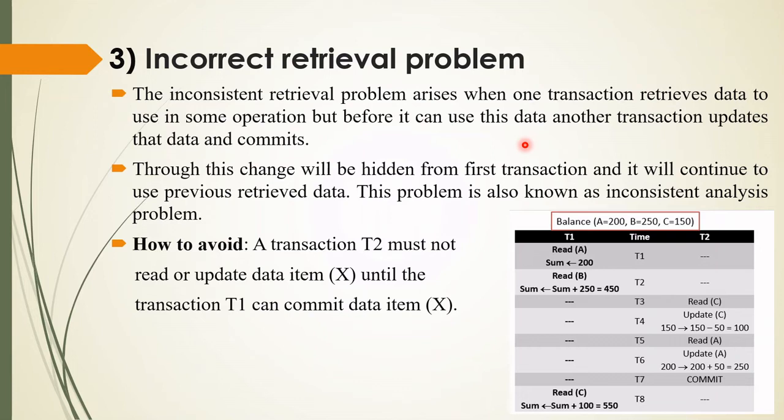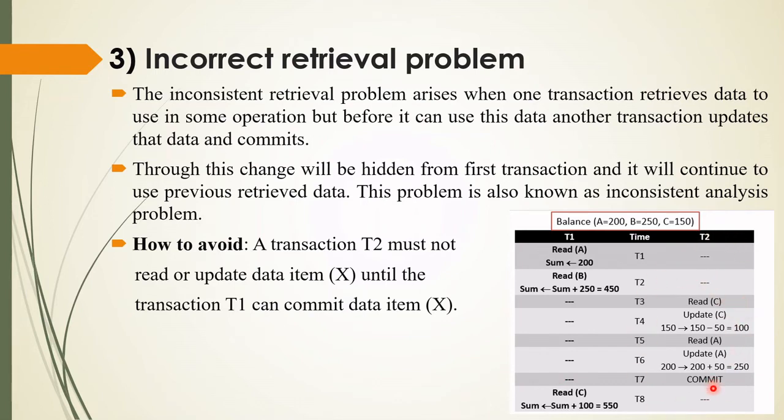After transaction T1 reads the data again, the original value and the updated value are different, so the data is inconsistent. The inconsistent retrieval problem is also known as unrepeatable read. When a transaction calculates some summary functions over a set of data while other transactions are updating the data, then the inconsistent retrieval problem occurs. Transaction T1 reads a record and then does some other processing, during which transaction T2 updates the record and commits it.